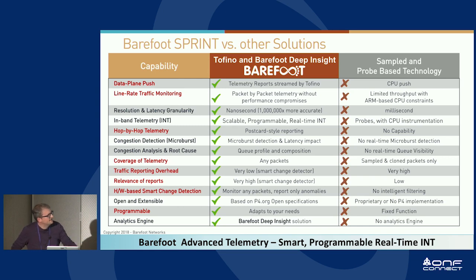On the coverage side, and I have highlighted in red some of the more important things, we can, of course, observe every packet, and we can make the traffic reports very relevant, because now what you observe and what you get a report on is only because of a change in the network or because of an anomaly. So the information that you get as streaming telemetry is only the problems, only the changes, only what goes beyond the specific baseline that gets monitored. And of course, the programmability is another aspect. Thanks to P4, we can adapt this solution to different kinds of use cases.